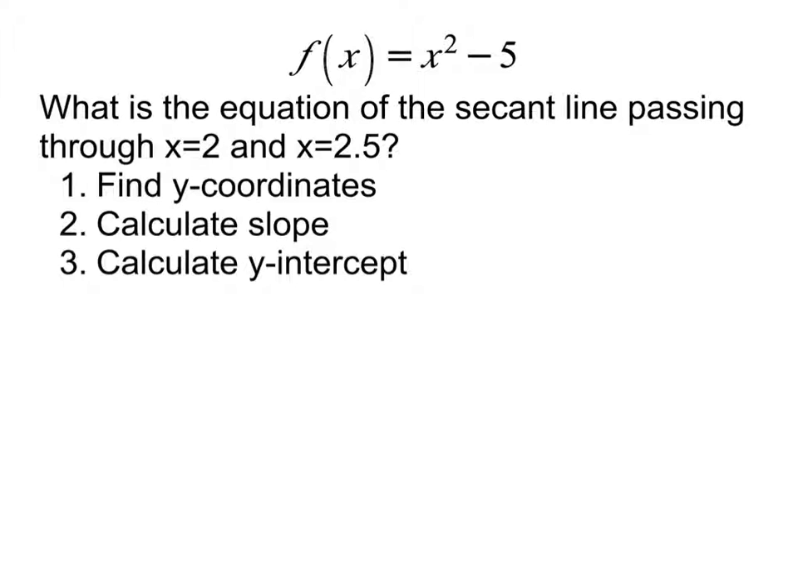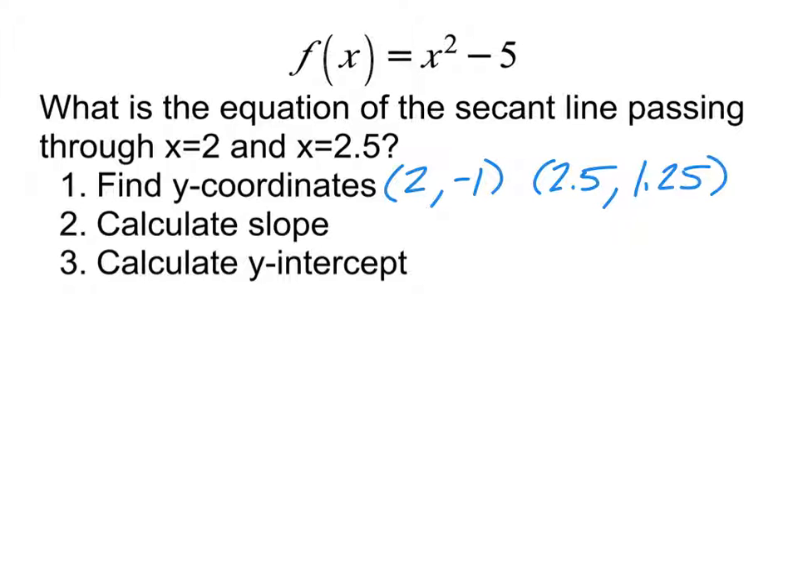And so for step 1, find the y-coordinates. Well, we already know the first one. If x is 2, we already know that y is negative 1. We did that last time. If you forgot, you could always plug the 2 in here. 2 squared, 4 minus 5 is negative 1. And then we do it with the 2.5 as well. Plug 2.5 in for x. 2.5 squared is going to give me 6.25. 6.25 minus 5 is 1.25.